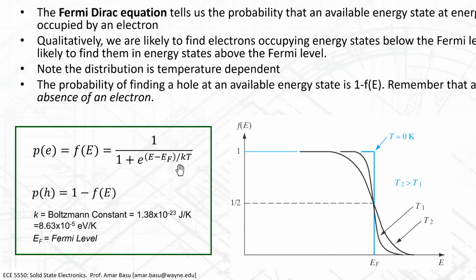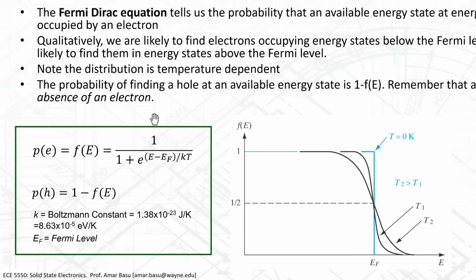Now, when E is very large, what happens? Suppose this E is very large. Now what happens to this exponential term? It becomes very large compared to the 1 next to it. So now you have a situation where it's 1 over, well, this 1 becomes negligible. It just becomes 1 over a very large number, right? And that is basically 0. So this function nicely describes the transition between 1 and 0.